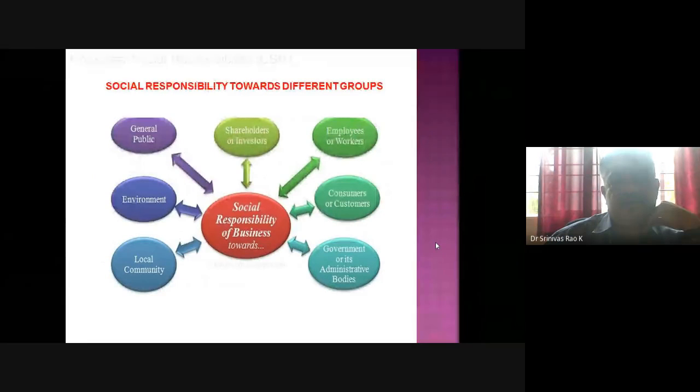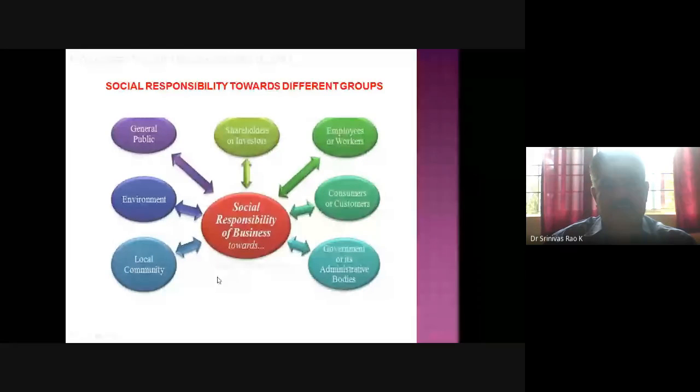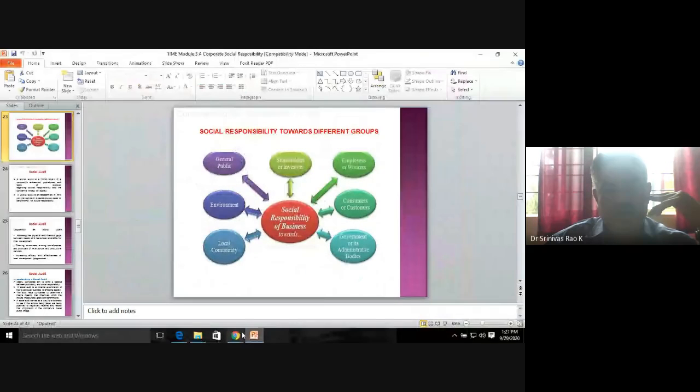So this question is 8 marks. The social responsibility of a business towards the different groups. See, we have employees, workers, stakeholders or investors, customers, consumers. Then we have government or other administrative bodies, local community, what you are doing towards them, the environment and general public. Everything is required. These are actually the social responsibility of a business or corporate towards the different groups. So please remember this figure and reproduce it in your answer, so that it will be very easy to score 8 marks. If you do not add any figure, then probably you will get 5 to 6 marks. You will lose out two marks. So why lose the marks?